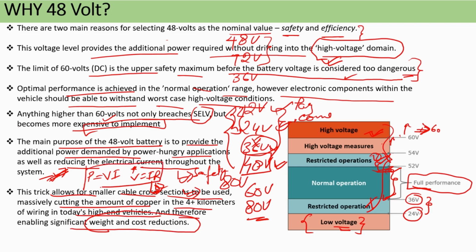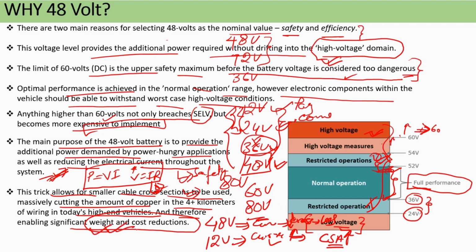If you did not understand this concept: if you are using 48 volt, the current would be less, and with 12 volt the current would be more. If current is less, the cross section would be less. If at 12 volt the current is more, then the cross section, CSA, would be more. And if CSA is less, then two things will happen: weight and cost reduction. I hope you understood this slide. If you have not understood anything, please comment below.